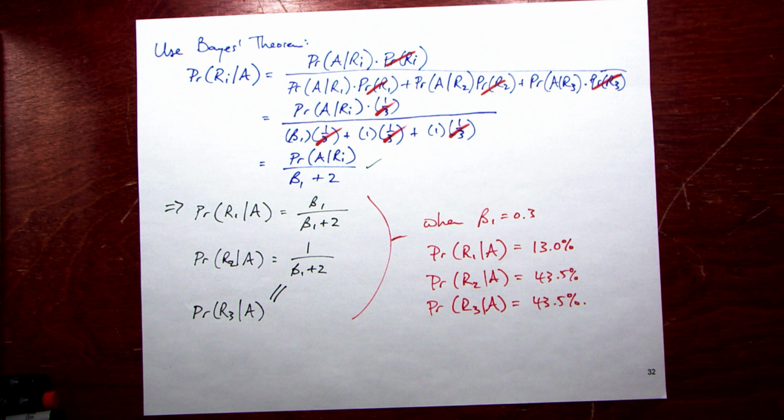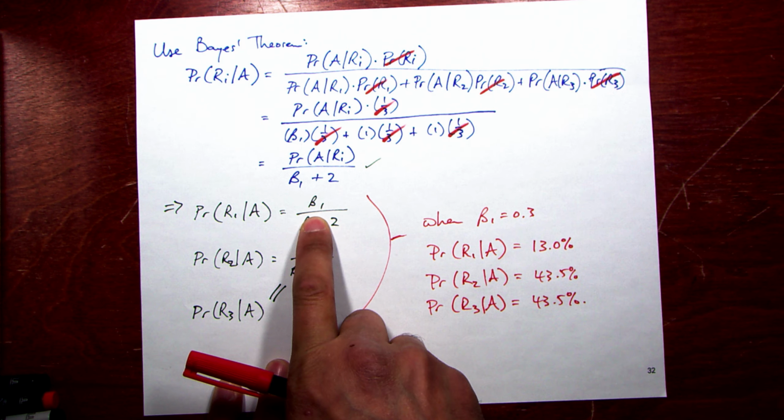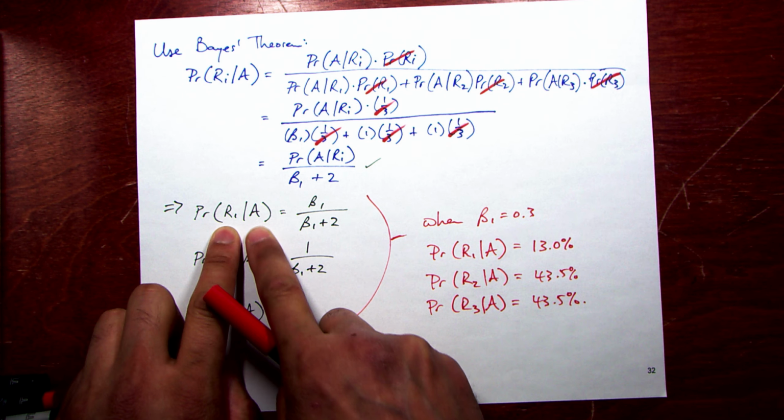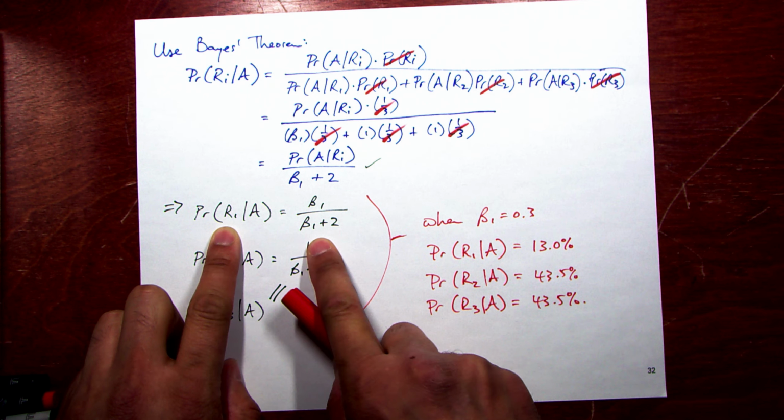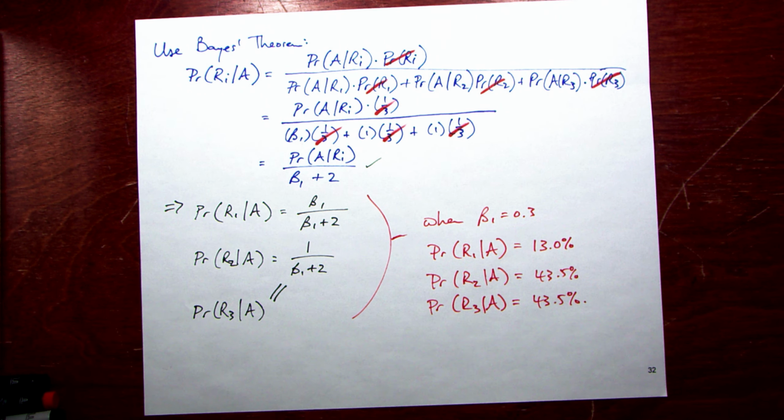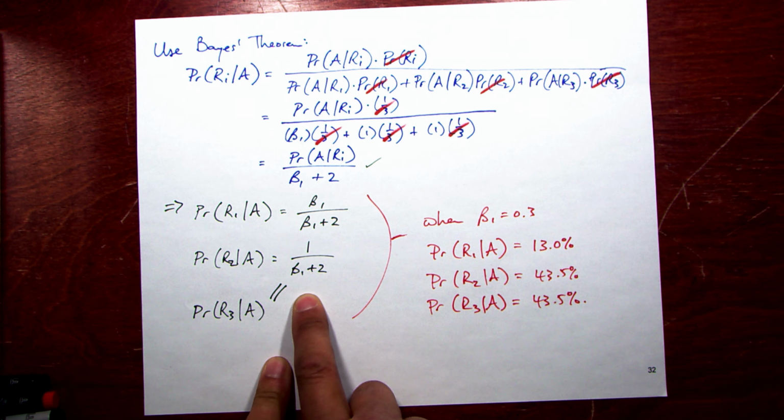And in the degenerate cases, like say, beta 1 is 0, right? You never miss it if you look in there. So let's try beta 1 is 0 in this thing. The probability that it's in region 1 given that you didn't find it is 0 over 0 plus 2. It's 0, right? That makes sense. And the chances are a half. It's 50-50 for the other two regions.